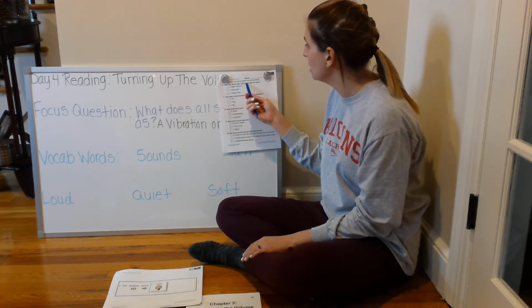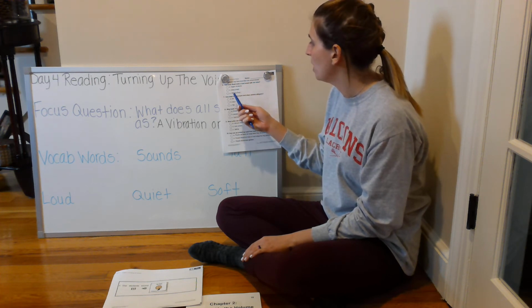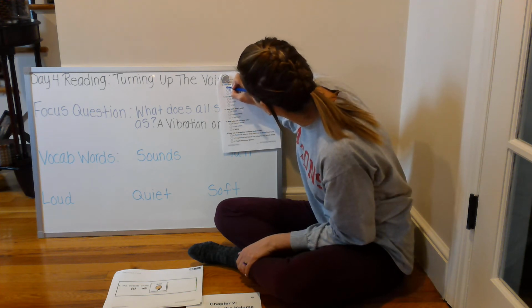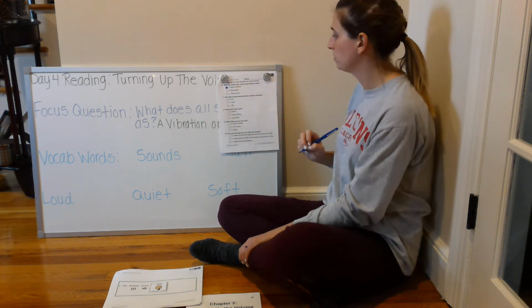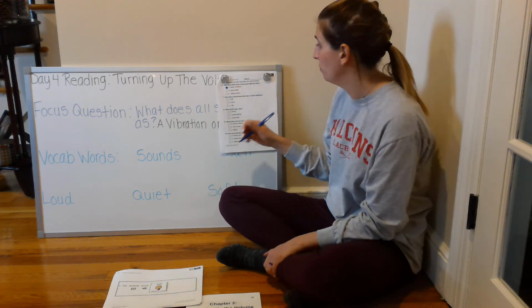How does Rhett make a loud sound with his voice? Bigger vibrations, deep breaths, or hitting a drum? And the correct answer is bigger vibrations. The louder the sound, the more vibration you get in your throat.